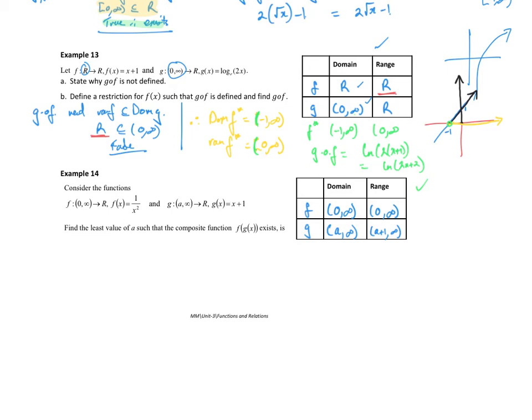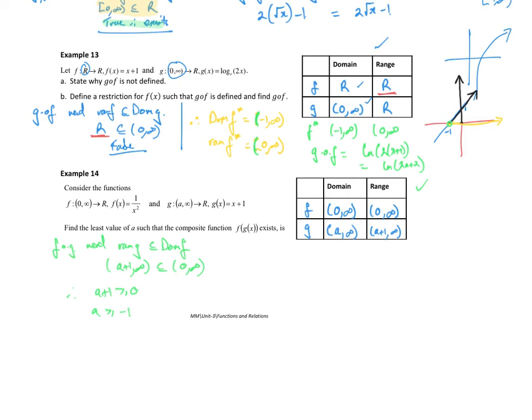Find the least value of a such that the composite function f of g of x exists. So again, for f of g, I need the range of g to be a subset of the domain of f. The range of g is from a plus 1 to infinity, to be a subset of the domain of f, which is from 0 to infinity. So I need a plus 1 to be greater than or equal to 0, don't I? So a has to be greater than or equal to -1.